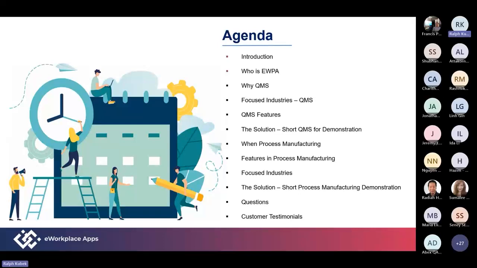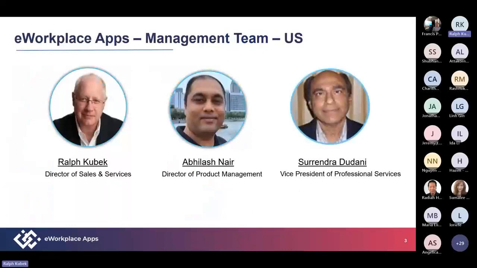We'll then talk about the industries where quality is critical. We'll look at some quality features. We'll do a short demonstration of QMS, and then we're going to move into process manufacturing. We'll define what process manufacturing is, the industries that it targets. We'll also go through a short demonstration of the process manufacturing system, really pointing out the additions, extensions that we've done to the core product.